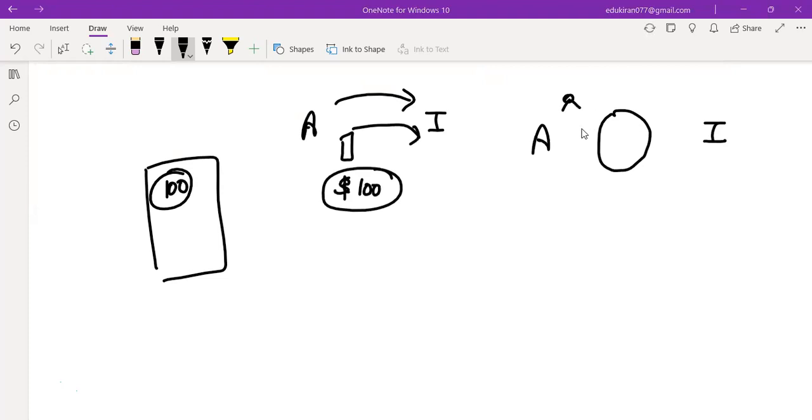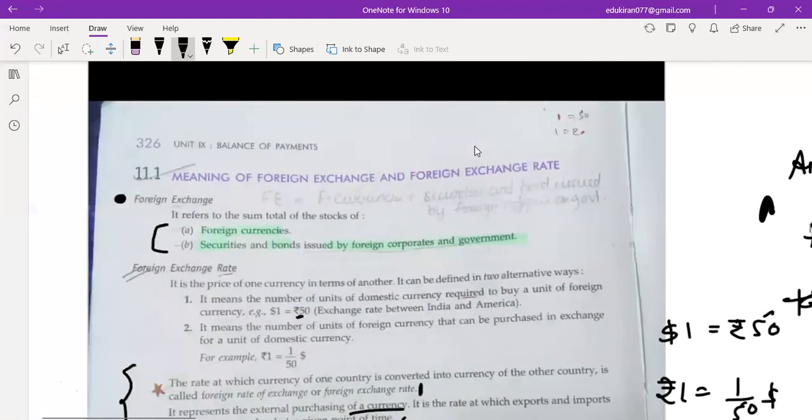So similarly, what they basically do is they give dollars, and in return, they give rupees. So somewhere dollars are coming to India, so the foreign reserve is increasing in India, right? So this is what basically takes place. I hope the two terms are very much clear.